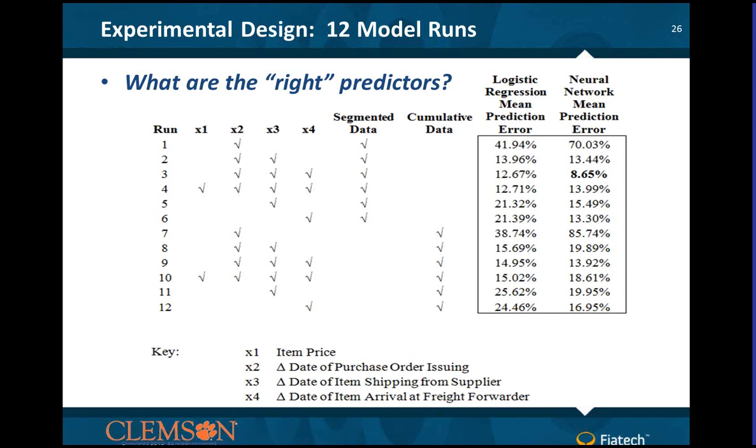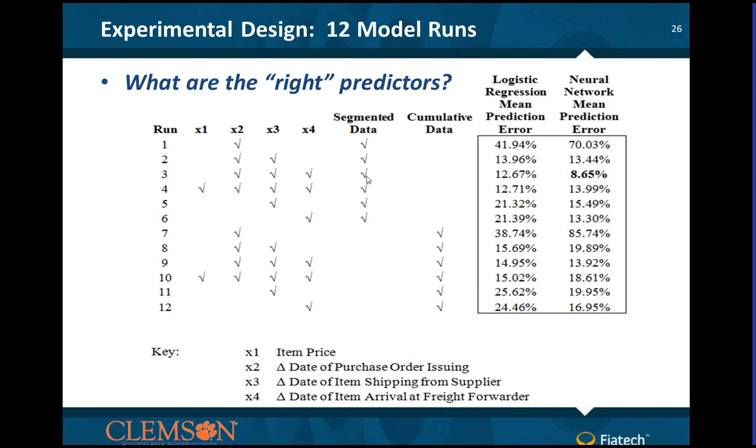I'm running 12 different analyses of the same data and figuring out, for the logistic regression model and the neural network, how often were we wrong on average? And what you'll see here is for run 3, that happens to not use the price of an item as a predictor, but indeed uses the date the PO is issued, the shipping from supplier date, as well as the arrival at the freight forwarder. Again, early steps in the process.